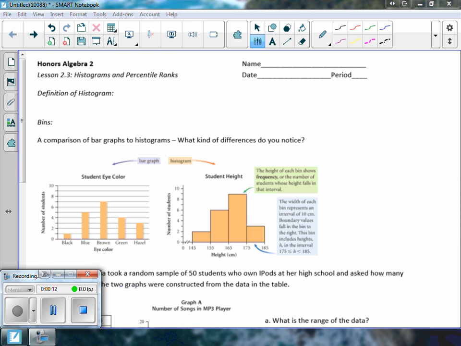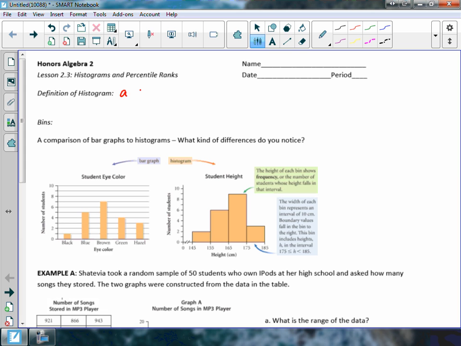So I'd like you to watch this short lesson on histograms. Should be a nice review of some topics that you've seen before, and then you'll complete a follow-up assignment based off these definitions that I've showed you. So let's start with just the basic definition of a histogram.